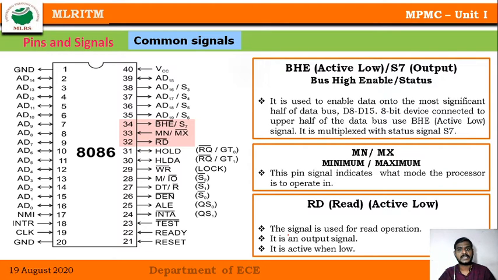One more common signal is pin number 32, which is an active low signal, the read bar signal. Whenever the processor is reading some data, this pin is used. When this pin is 0, the processor is reading data from memory locations or IO locations. Pins 31 to 24 are again multiplexed pins. We'll discuss them later, and then go to another common mode signal.